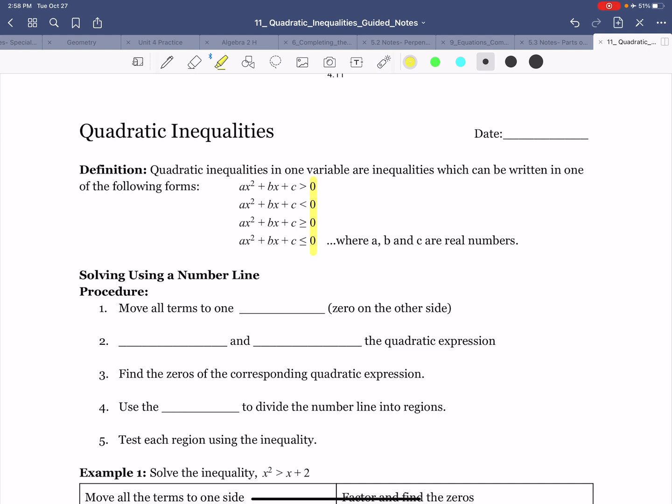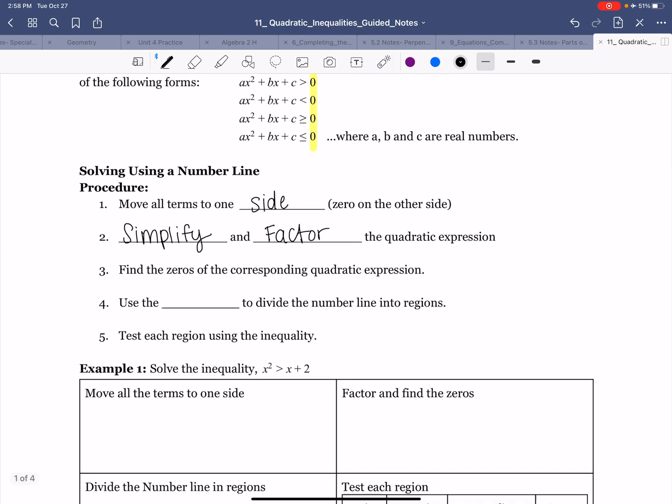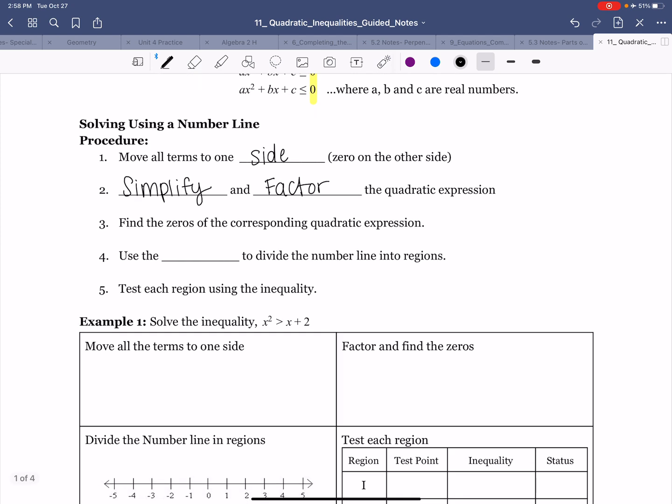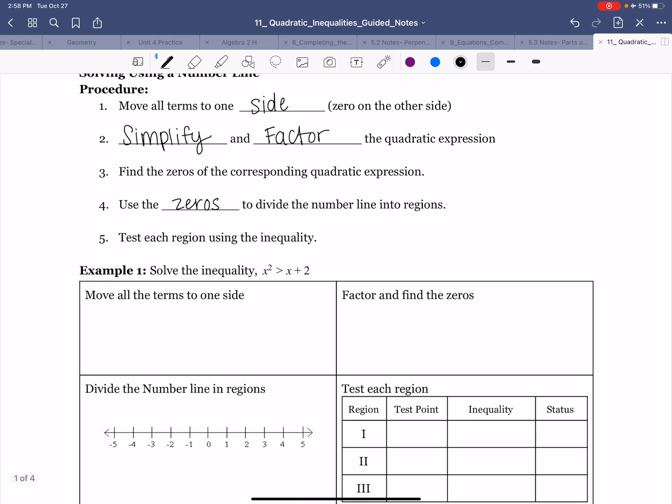real numbers. So, the procedure for doing this is we're going to move all the terms to one side, so there should be a 0 on the other side. Then we're going to simplify and factor the quadratic expression. We're going to find the zeros of the corresponding quadratic expression, and then we're going to use the zeros to divide the number line into regions. We're going to test each region using the inequality.